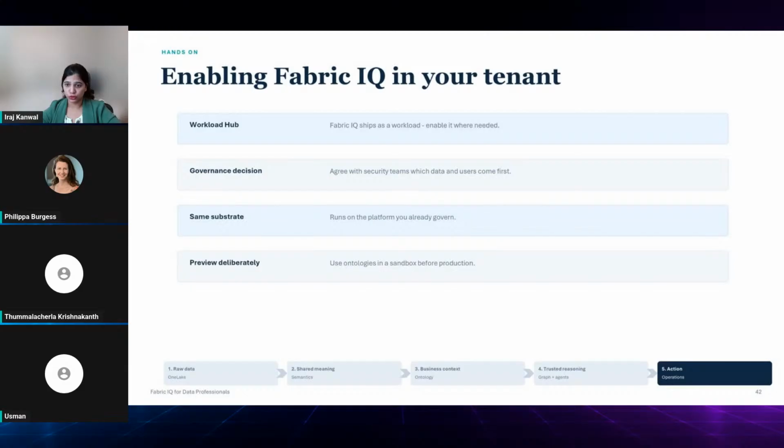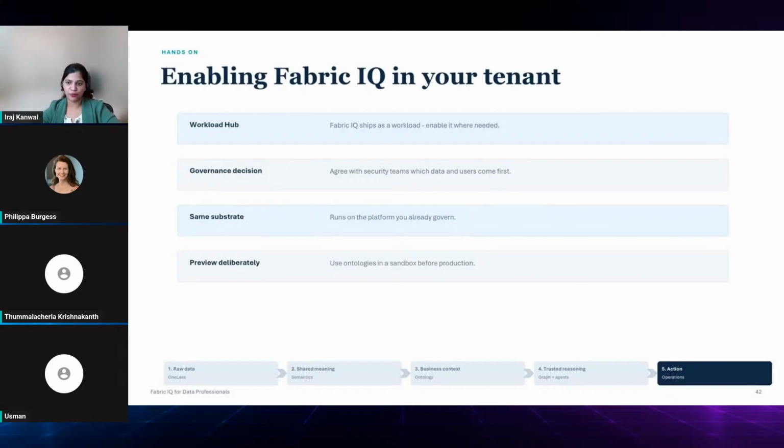If you have a Fabric tenant available in your workplace, Fabric IQ is enabled through the Fabric workload. But do not treat this as a technical toggle, treat it more as a governance decision. Decide which workspace is appropriate, which users should be included, which data is safe to use, and what the approval path is for preview capabilities like ontologies. Start in a sandbox, in a more controlled workspace. Build the pattern, validate it, and then decide what should move forward.